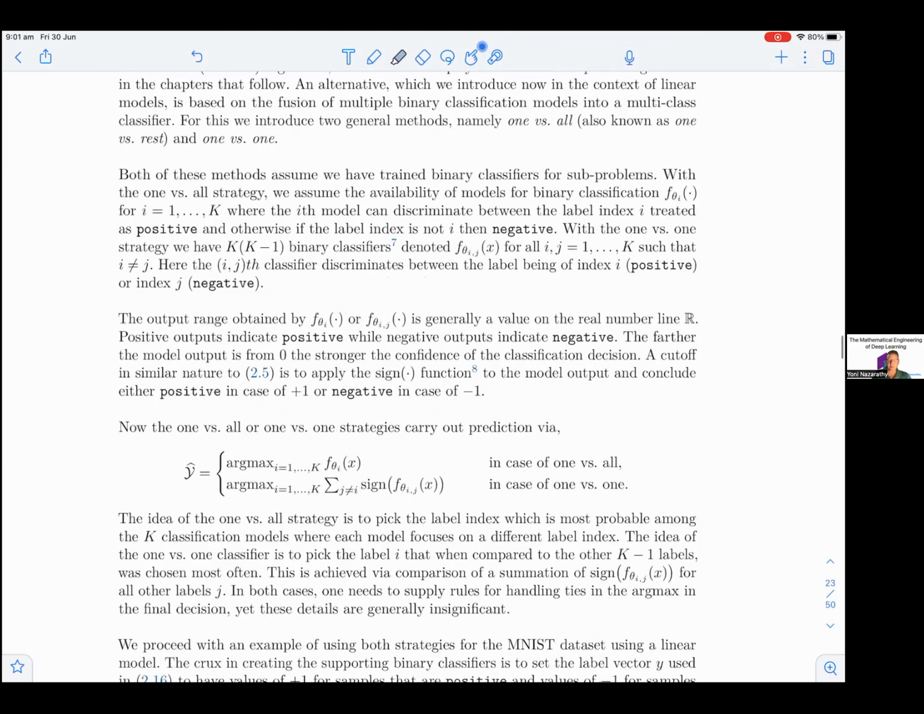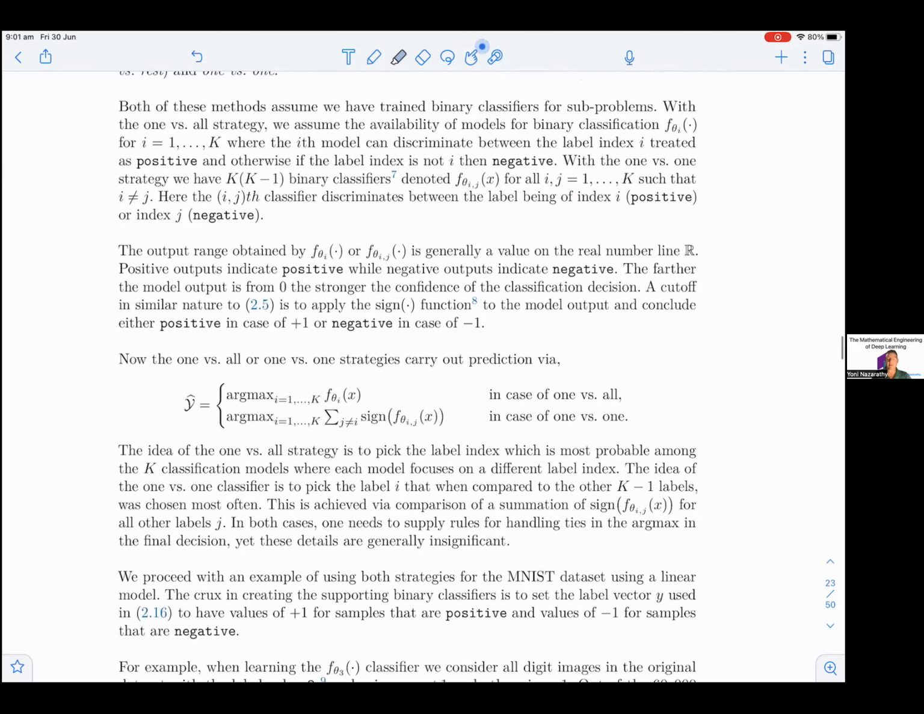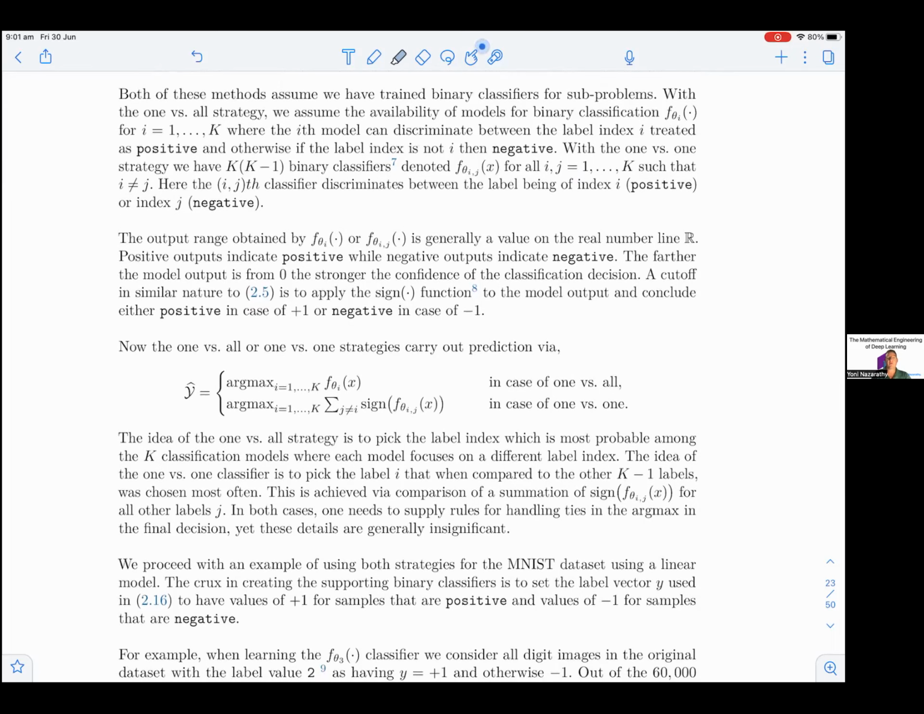Both of these methods assume we have trained binary classifiers for subproblems. With the one versus all strategy, we assume the availability of models for binary classification f theta i, for i equals 1 through k, where the ith model can discriminate between the label index i treated as positive, and otherwise a label index not i is negative. So each of these models, f theta i, is just for label i. It says, is it a label i or is it not?